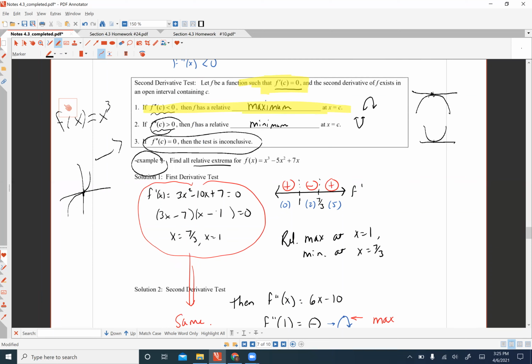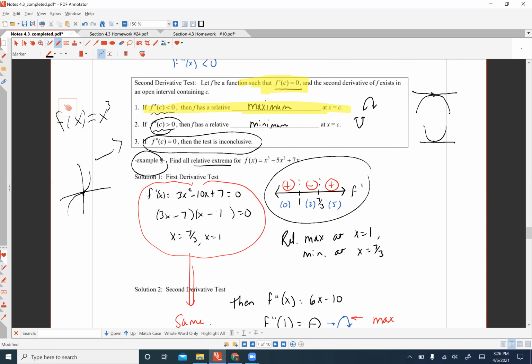So we take the first derivative. Use the power rule: 3x squared minus 10x plus 7. The problem was set up in such a way that it can be factored easily. So to solve f prime of x equals 0, we factor that polynomial. We get 3x minus 7 times x minus 1. And it turns out the critical points are 7/3 and 1. Okay, so you can use the first derivative test by just finding where the derivatives are positive and negative.